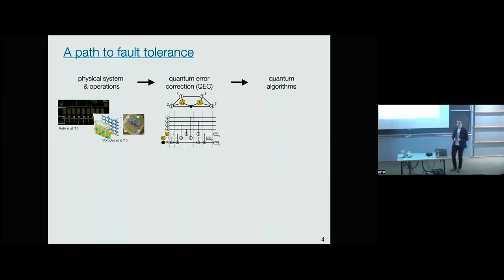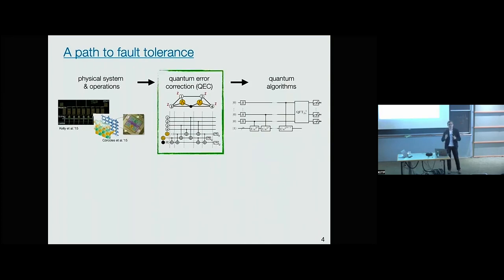And at this point, we can abstract from the hardware. We can forget about the underlying physics, and we can treat our qubits and gates as ideal gates. And with those components, we can run our favorite quantum algorithm, for instance, Shor's factorization algorithm. And in the talk, I will be focusing on the middle part of this path.